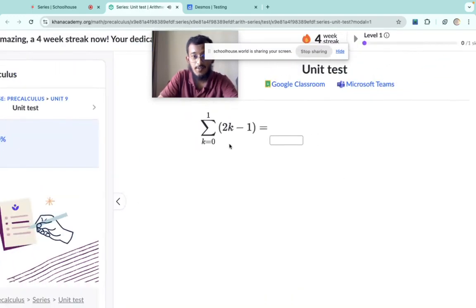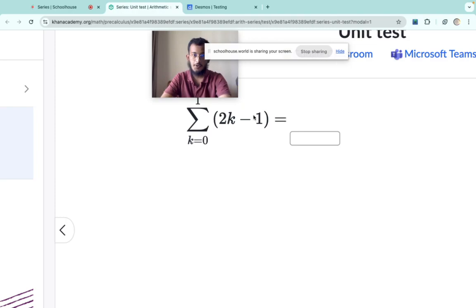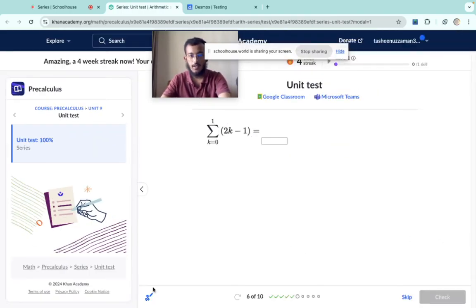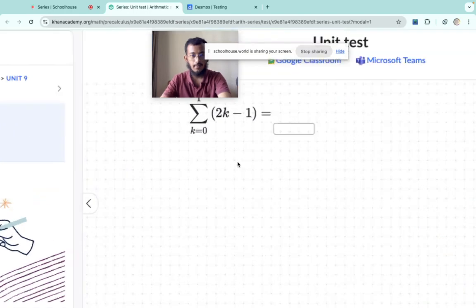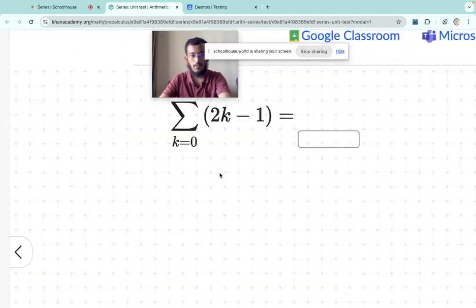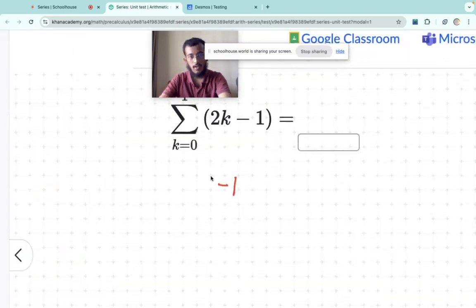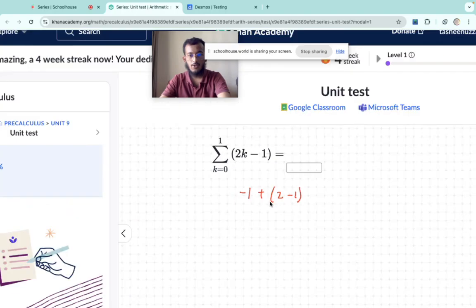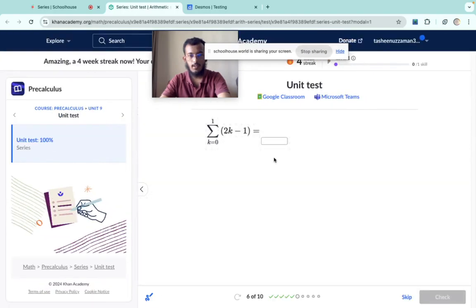So we have to find the summation of 2k minus 1 from k equals 0 to k equals 1. So plug in k equals 0 and plug in k equals 1, add them up. There we go. If we plug in 0, we get minus 1, and if we plug in 1, we get 2 into 1, 2 minus 1. So minus 1 and minus 1 is minus 2, and plus 2, I think the answer is 0. They cancel out.